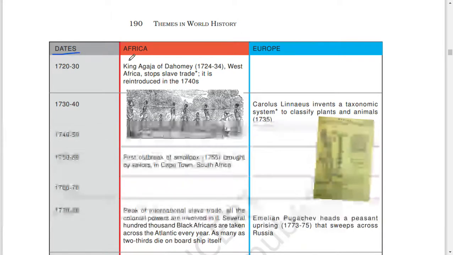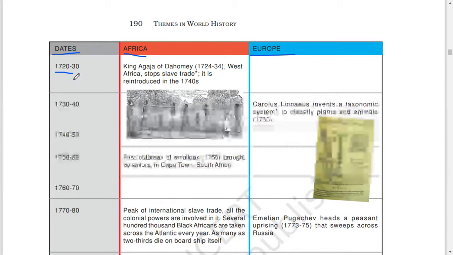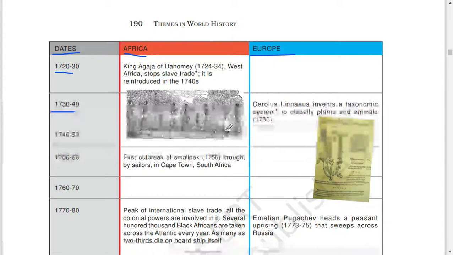Dates: Africa, Europe. 1720 to 30, King Agaja of Dahomey. 1724 to 34, West Africa stopped slave trade. It was reintroduced in the 1740s. 1730 to 40, Carolus Linnaeus invents a taxonomic system to classify plants and animals, 1735.